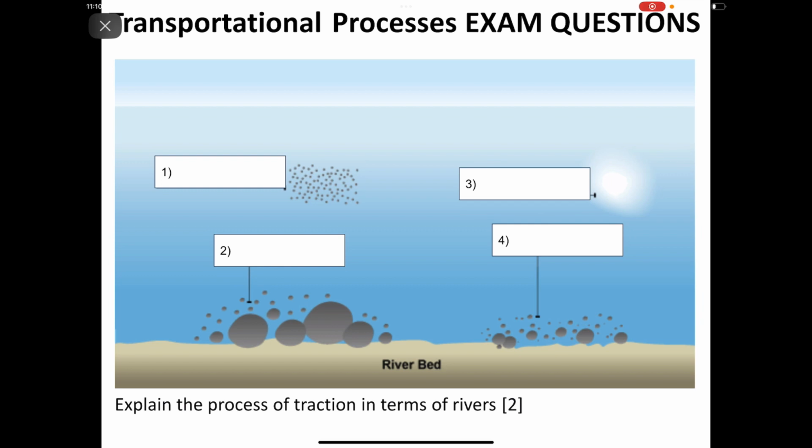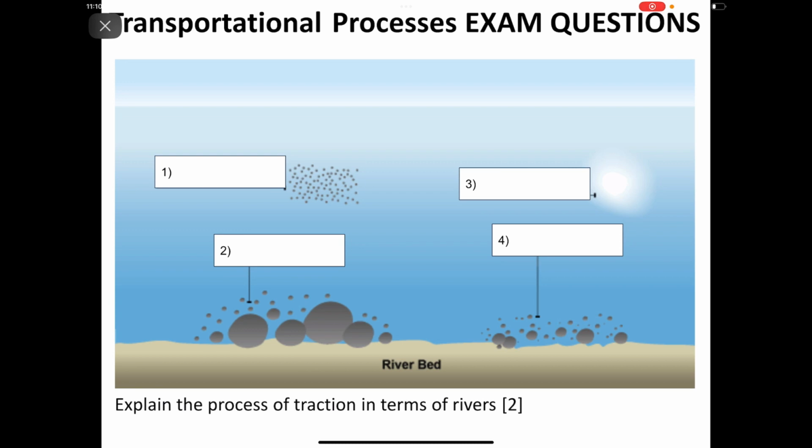Similar exam questions, this time it's a little bit different. The first task is to label the actual process that's going on in this image. And then the next part is to explain the process of traction in terms of rivers. So again, you can pause this video and write down your answer. Or you can, again, check out the link to my TES store, which has this already there for you, so you can just print it out and write on it.